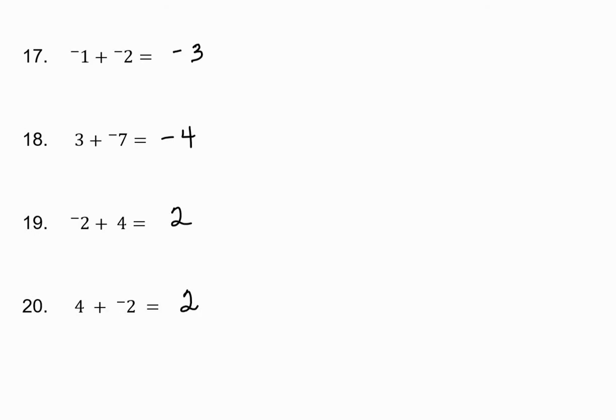One of the things I want you to notice about these last 2 problems is that we have the same 2 numbers here that we're adding. We're just adding in different order. And that's just to show you that addition of integers is commutative, just like addition of whole numbers.